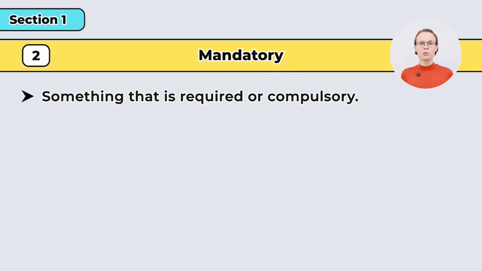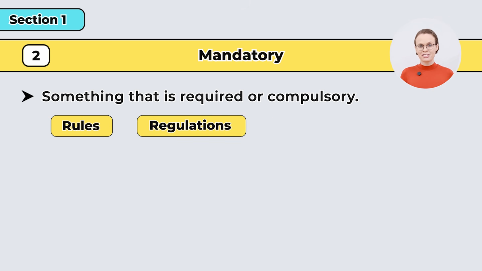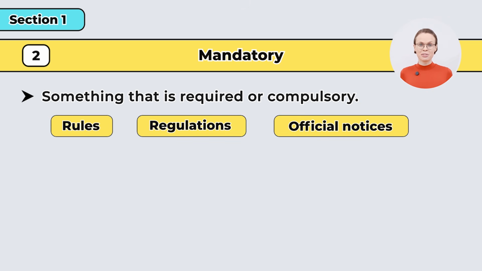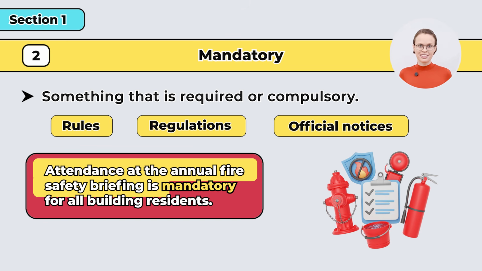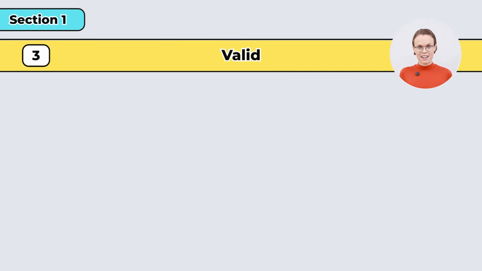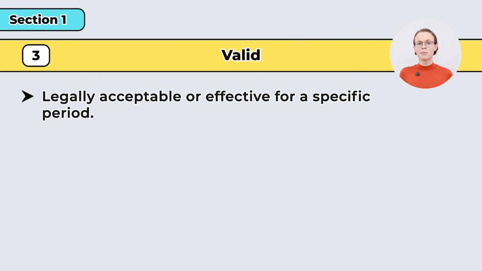This word appears regularly in rules, regulations, and official notices, where specific actions or attendance are obligatory rather than optional. For instance, you might see a sentence like this: attendance at the annual fire safety briefing is mandatory for all building residents. Let's examine valid, meaning legally acceptable or effective for a specific period.